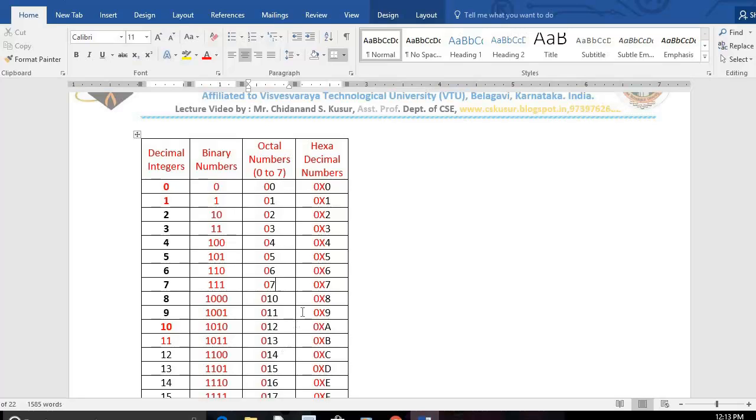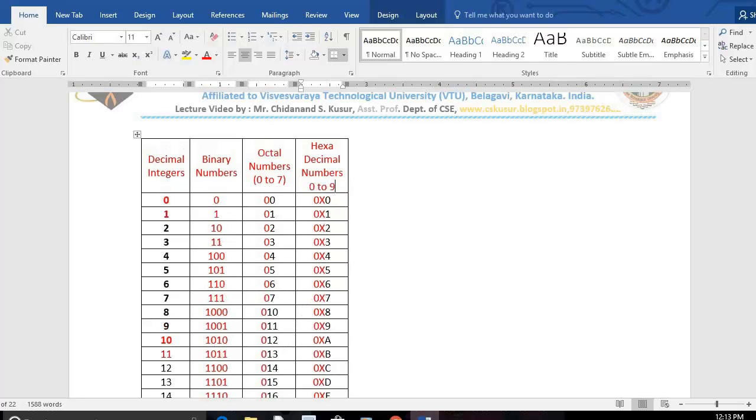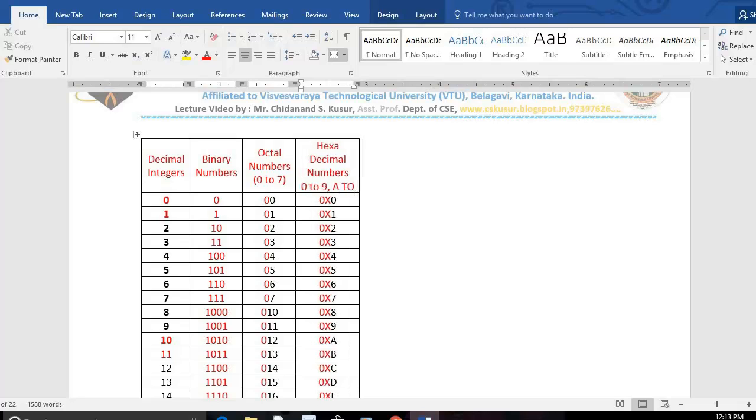Okay. Hexadecimal. Hexadecimal systems make use of 16 symbols: 0 to 9 and A to F, that is A, B, C, D, E, F. Totally 16: 0, 1, 2, 3, 4, 5, 6, 7, 8, 9. After 9, A we need to take.